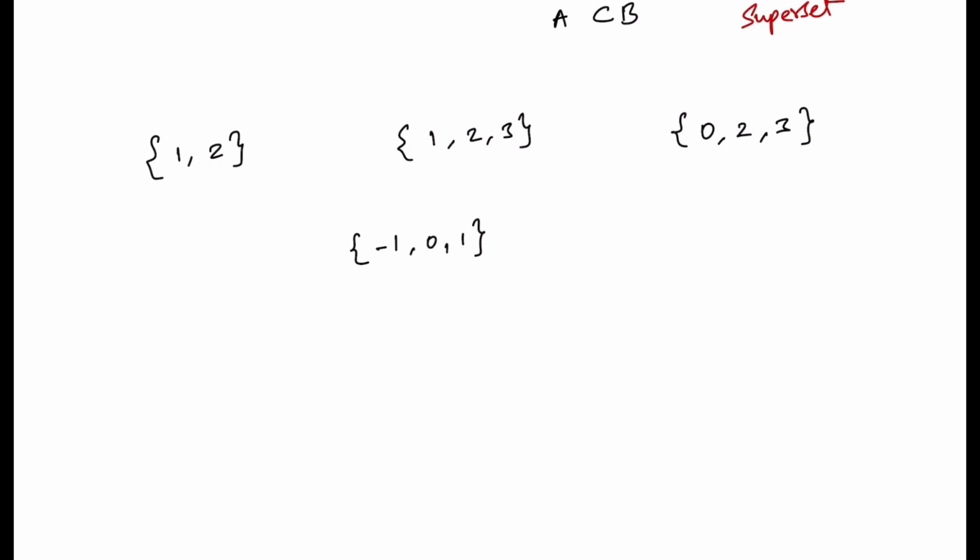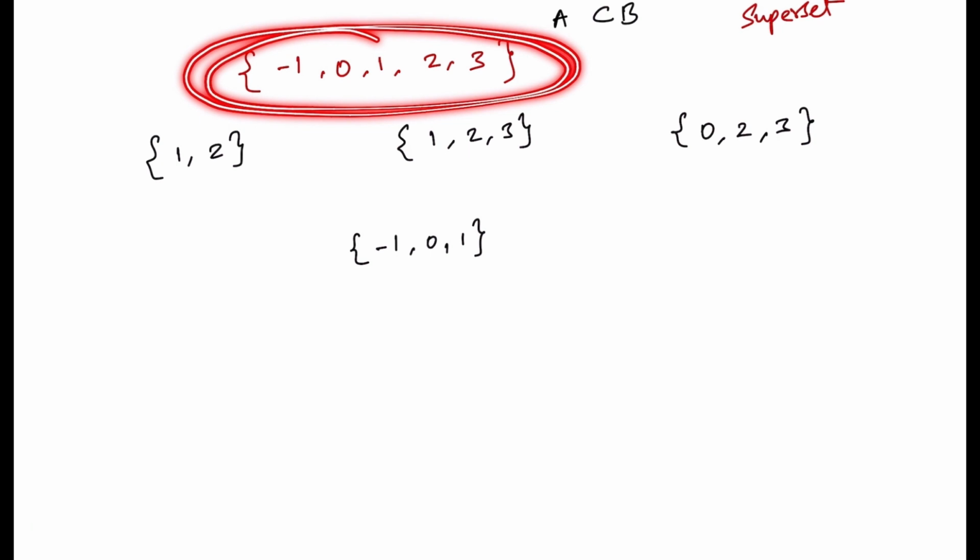Okay, so we can write a set. Let me write a set that has the elements -1, 0, 1, 2, 3. Now see here, I have taken the elements -1, 0, 1, 2, 3. So these are the elements I have taken into a set.